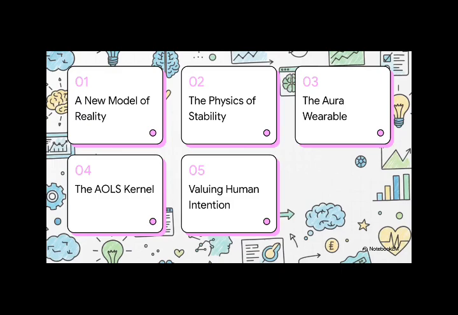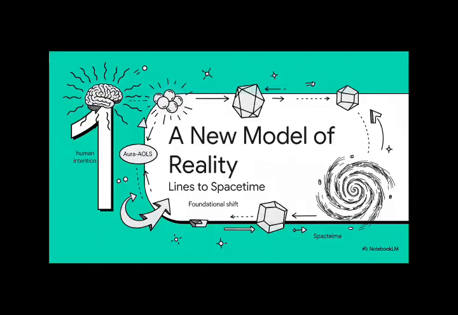Okay, so here's our roadmap for how we're going to break this all down. We're going to start with that new model of reality. Then we'll get into the physics that actually holds it all together. From there, we'll see how that's built into a physical wearable device, which is run by a totally new kind of software. And all of that, every single piece, leads to its ultimate and, frankly, radical purpose, putting a real value on human intention. So, let's dive into Section 1, a new model of reality.